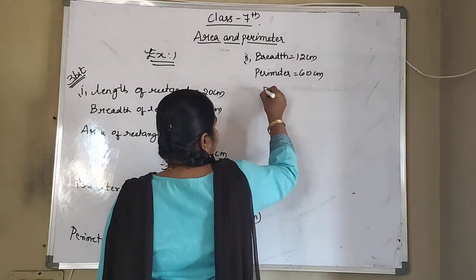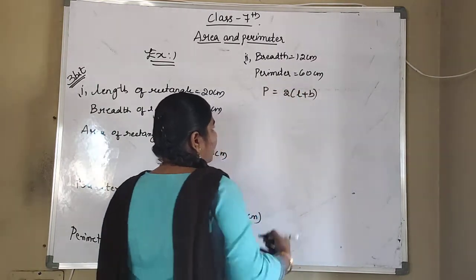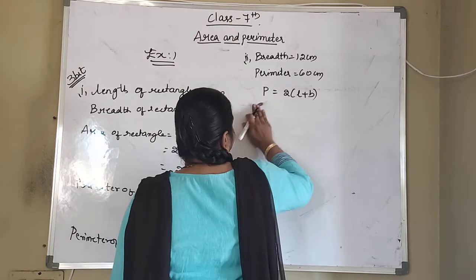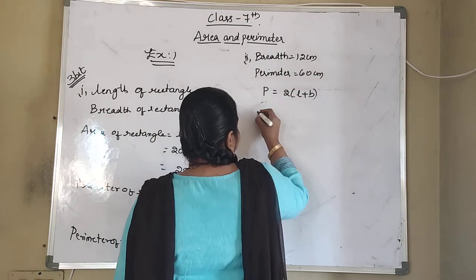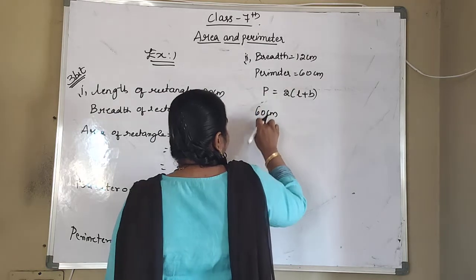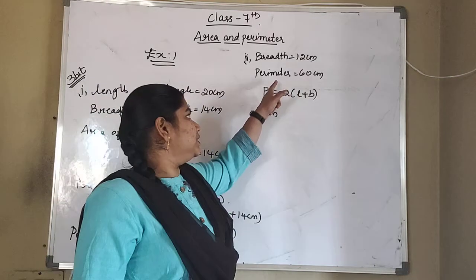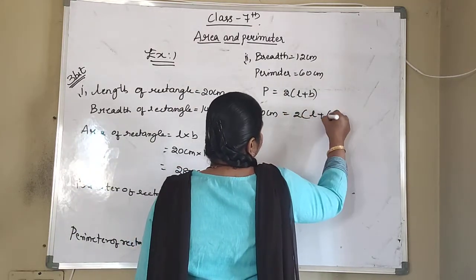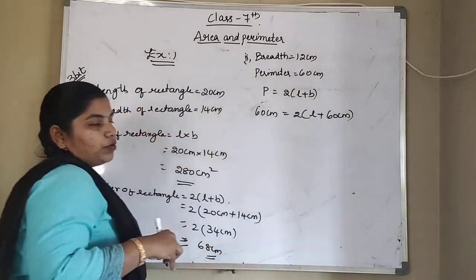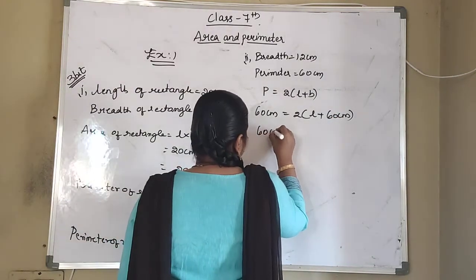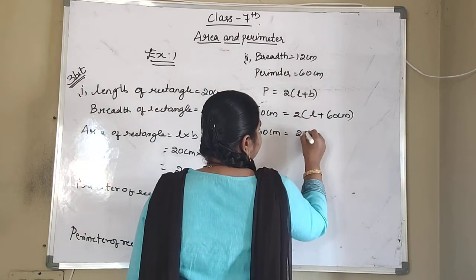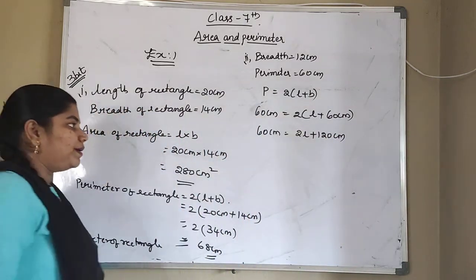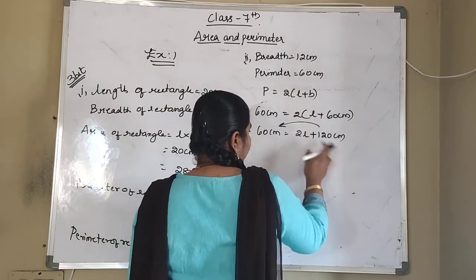So already we know the perimeter of a rectangle is 2 into (L plus B). Is it right? So your P as it is. Perimeter value they have given as 60 centimeters. So in place of P I am writing 60 centimeters because P means perimeter, is equals to 2 into (length value we don't know, so L, plus breadth value 12 centimeters). Okay, so now you multiply: 60 centimeters is equals to 2 into L, that is 2L, plus 2 into 12 is 24 centimeters.